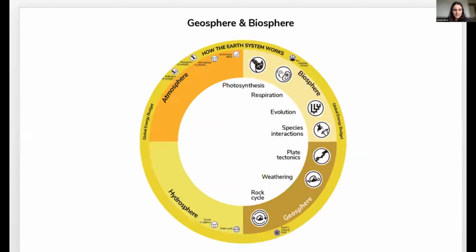So again, we have lots of content on our website and graphics to help you understand and unpack these concepts with your students. And then if we want to turn to our biosphere and our geosphere, we have things like evolution and species interactions related to ecology, right, in the biosphere. And of course, photosynthesis and respiration and those processes that have resulted from evolutionary processes. And then within the geosphere, things like plate tectonics and our rock cycle. And we did call out weathering specifically as a process because of its important role in the long-term carbon cycle and overall greenhouse gas levels in our atmosphere.